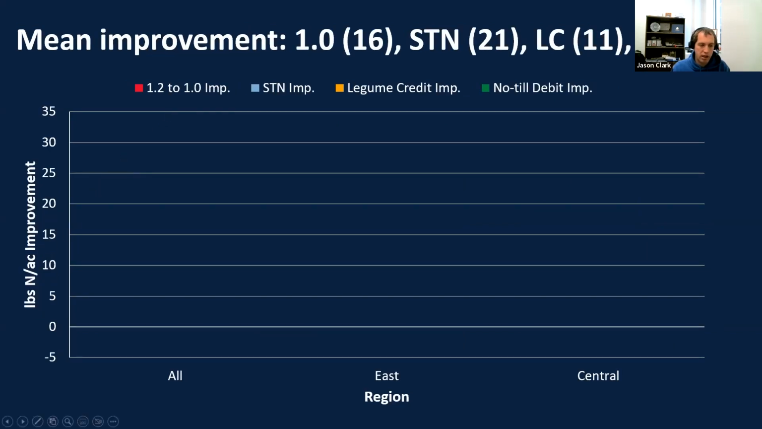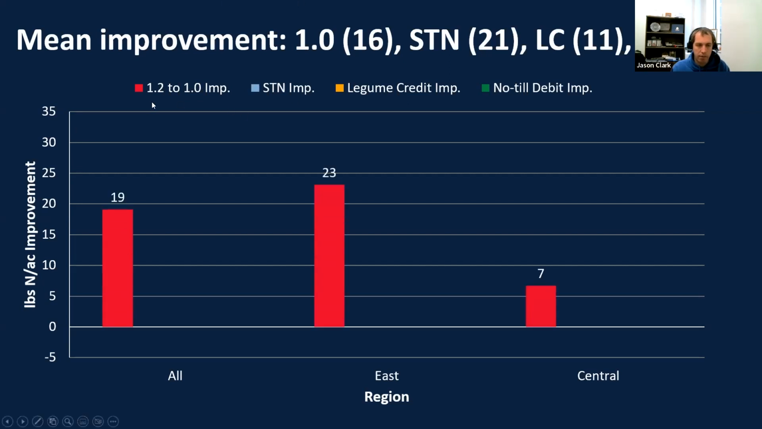So here, instead of percentage of time, we're looking at pounds of nitrogen per acre improvement. So how much by using these do we get closer to zero, getting closer to that actual recommendation. If we move from 1.2 to 1, we improve our accuracy across the whole state by 19. The central part of the state, not as much. They tend to need a little bit more nitrogen, but it is still improvement. In the eastern region, around 23 pounds of N, you're getting closer. So you're saving 23 pounds of N by using that 1.0 instead of 1.2 on average.